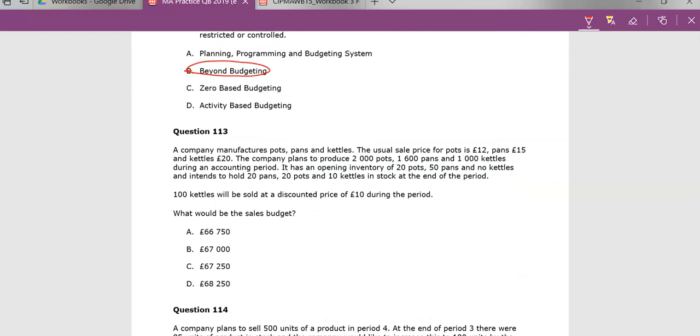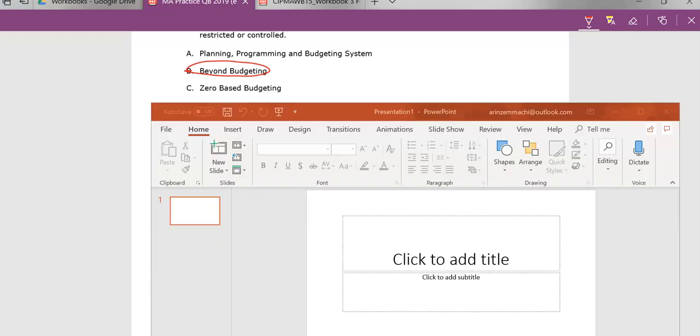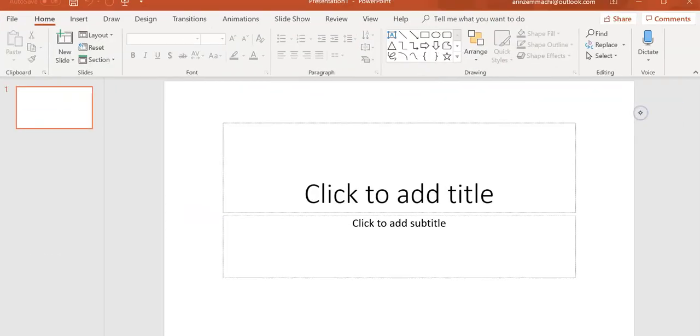So I'm going to go to a blank screen, question 113. It's just a busy question. So question 113. Make sure you can see it. Nothing crazy, just long. I was almost tempted to use a spreadsheet, but I won't. I'm just going to stick to writing it out. So it says a company manufactures pots. I'm just going to write there pots. I'm going to give enough space.